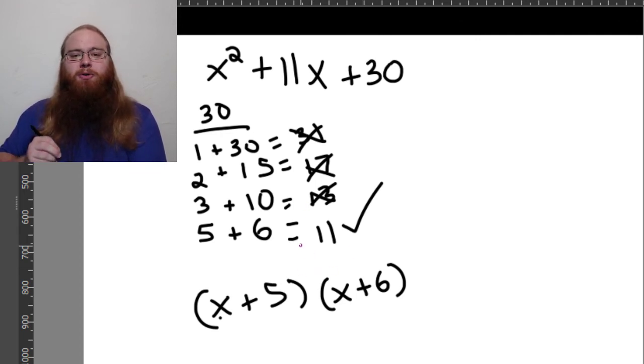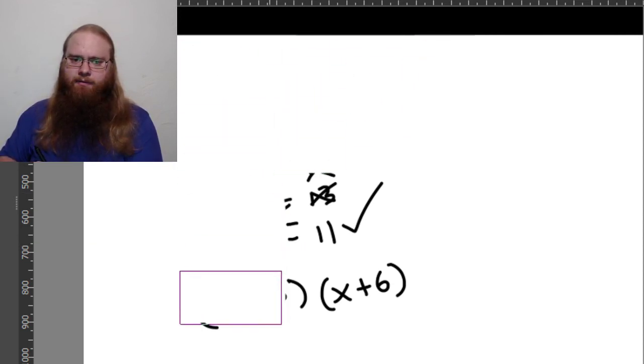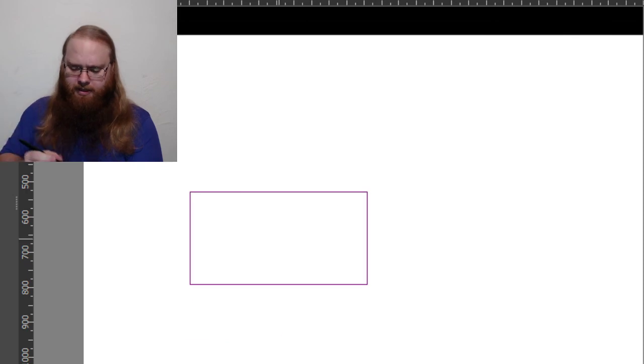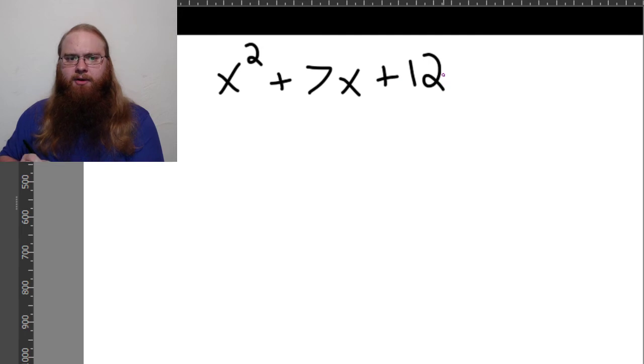So let's go ahead and give you one to do. Let's do x squared plus 7x plus 12. So pause the video, work this out on your own, then we'll come back and do this together. Remember, you want to find what multiplies to get 12, but when you add them together, get 7. So go ahead.